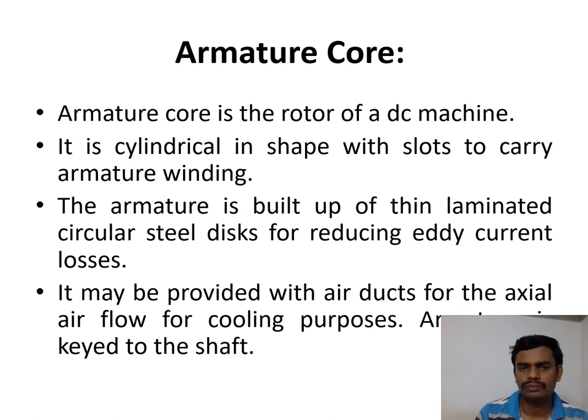Next, armature core. Armature core is nothing but the rotor part of the DC machine. It has armature slots. Inside these slots, we will be placing the armature windings. The armature core is made up of thin laminations in order to reduce the eddy current losses. And they are also provided with air ducts. They are nothing but air holes for the axial flow of air, which serves as cooling for the armature.